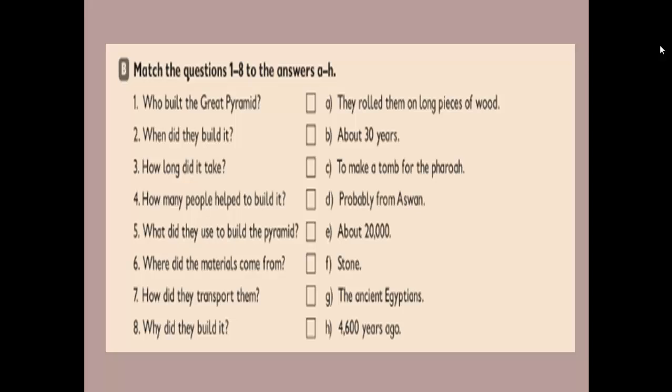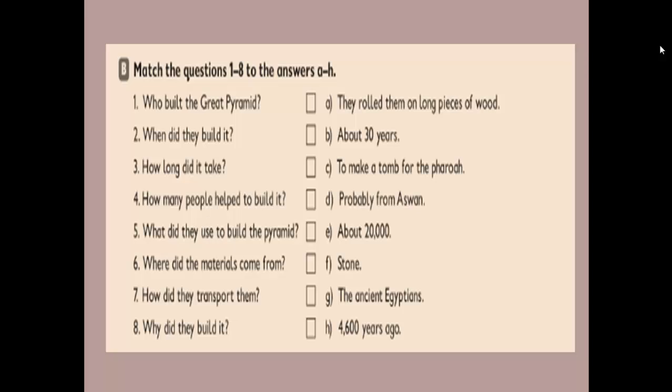Who built the Great Pyramid? When did they build it? How long did it take? How many people helped to build it? What did they use to build the pyramid? Where did the materials come from? How did they transport them, and why did they build it?